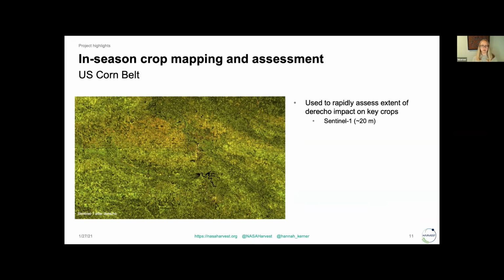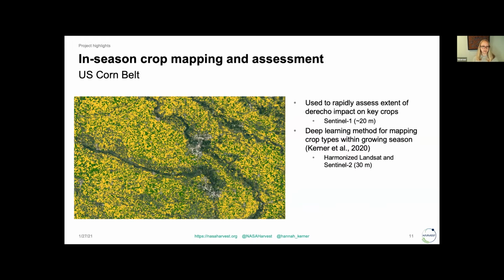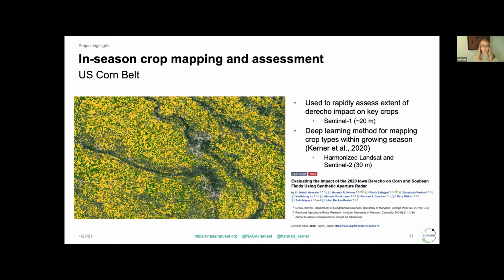And then we used the harmonized Landsat and Sentinel-2 data set, alongside our deep learning method that we've developed for in-season crop type mapping, to create a map in the middle of the season of where corn and soybeans were growing, and then use that to generate estimates of how much of the storm impacted corn and soybeans. And so then we're able to deliver this information publicly and, in the future, hopefully help to provide these estimates operationally so that we can help stabilize prices as well as help government agencies to assess the damage.